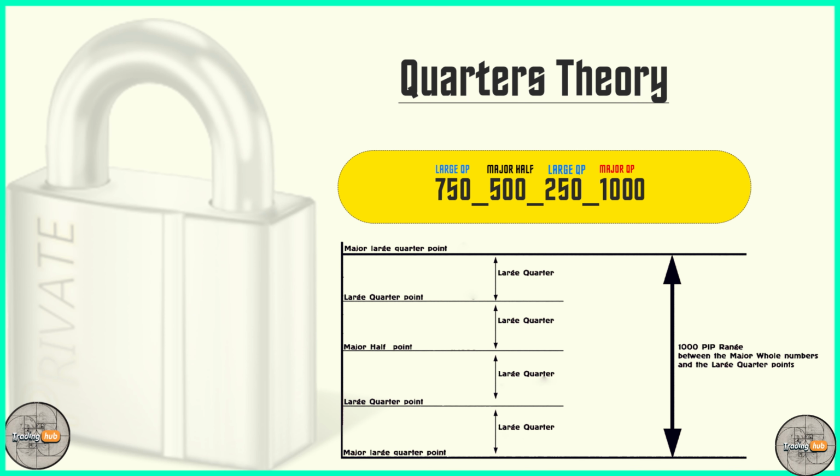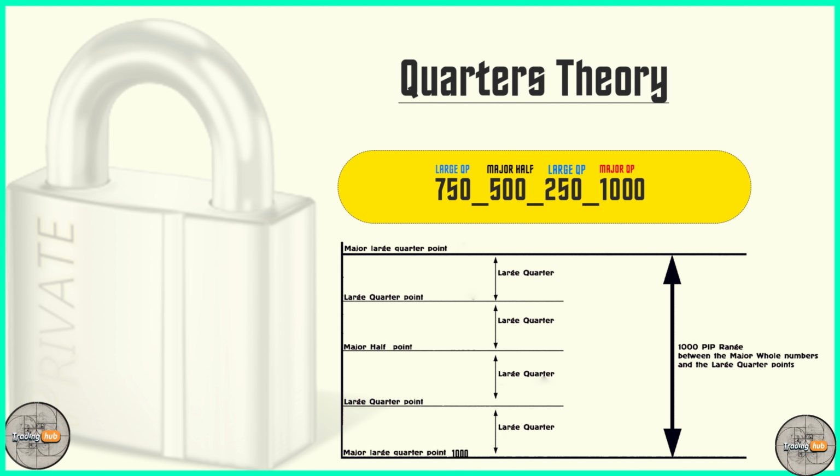The numbers highlighted in the yellow box are very important. It's crucial to memorize these numbers because we are going to use them to plot quarter points on our charts. In fact, they are the quarter points. We have 100, which is a major quarter point. Then we have 500, which is the half of the quarter point. And then we have 250 and 750, which are the large quarter points.